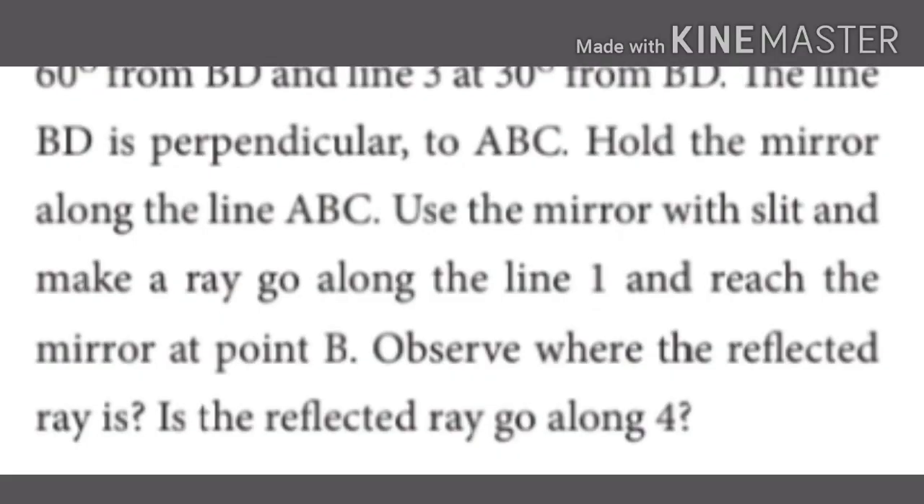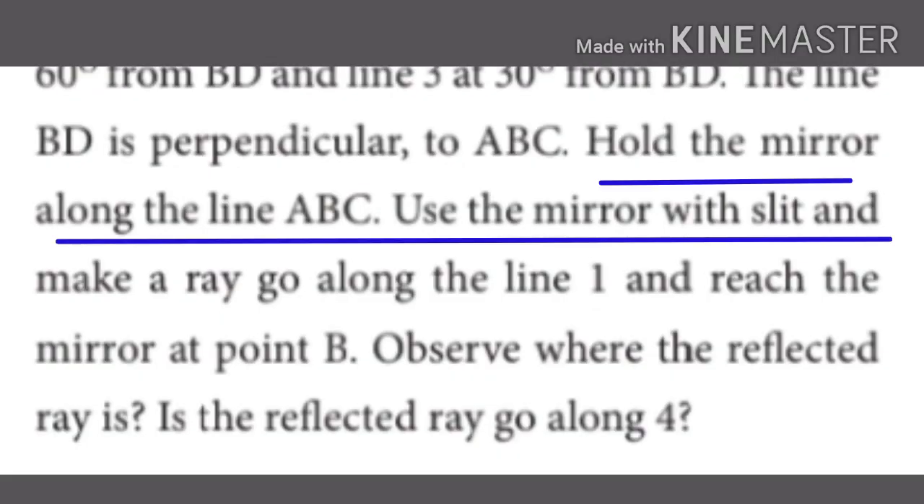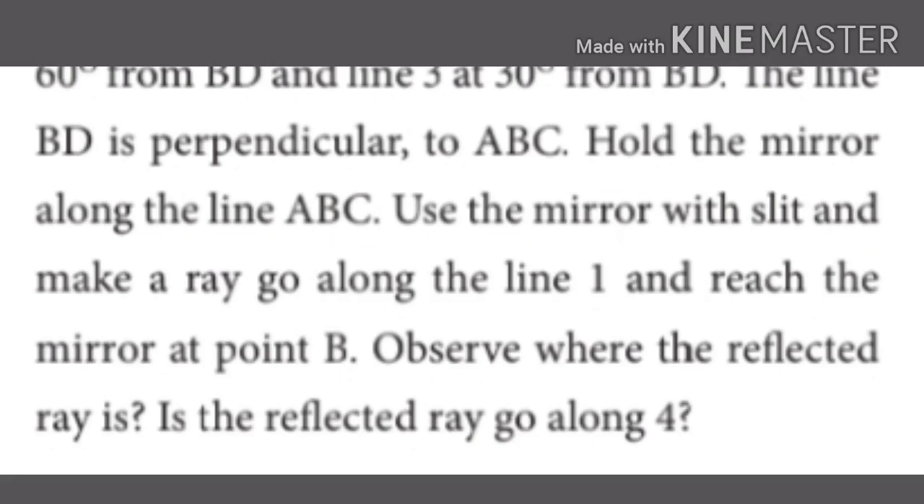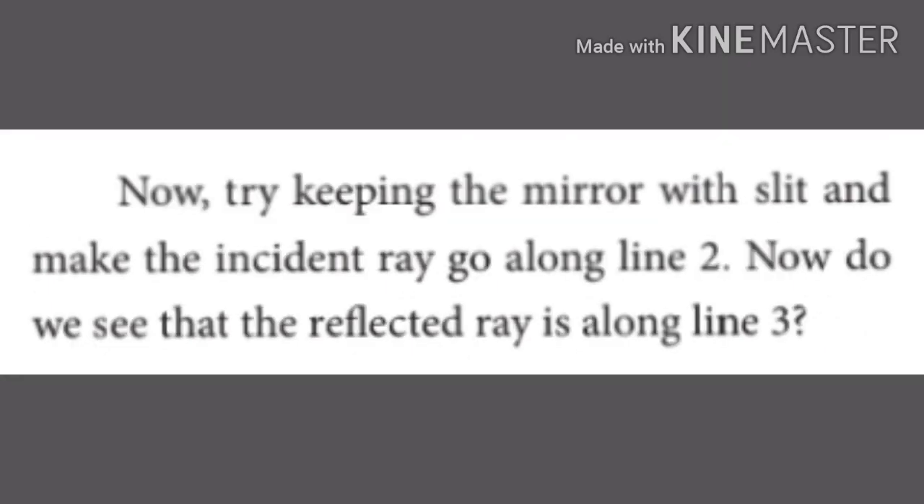Now you see this. Hold the mirror along the line ABC. Use the mirror with slit and make a ray go along the line 1 and reach the mirror at point B. Observe where the reflected ray is. Does the reflected ray go along 4? Now try keeping the mirror with slit and make the incident ray go along line 2. Now do we see that the reflected ray is along line 3?